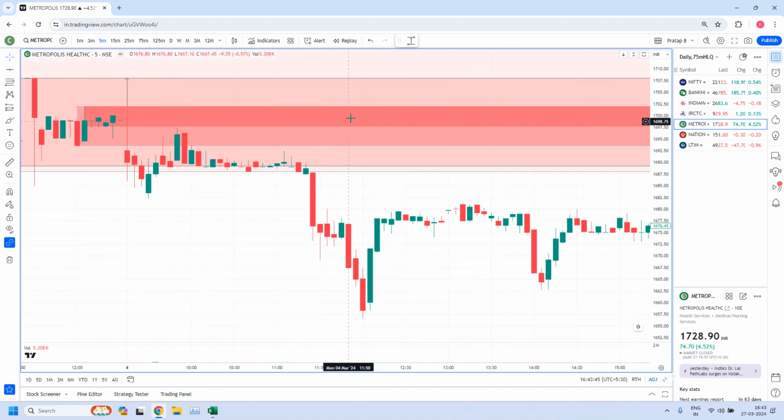You may ask a question: is this zone going to fail always? Need not be. See, maybe institutions may decide, when prices enter, let us create a new zone and push the price down. Let us assume that without violating this zone, institutions created a new 5-minute zone within this area and pushed the prices down. Maybe next time we can plan a trade in the next retracement. Definitely not now.